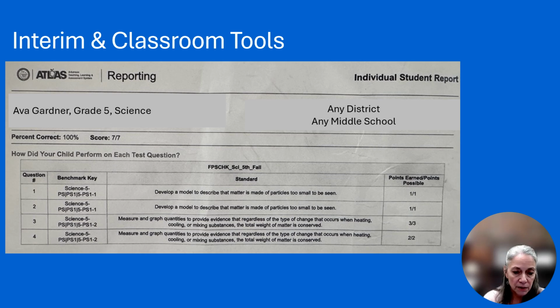But here the student took these 4 questions on these 2 standards: develop a model to describe that matter is made of particles too small to be seen, and then a little bit deeper is measure and graph quantities to provide evidence that regardless of the type of change that occurs when heating, cooling, or mixing substances, the total weight of matter is conserved. So I can think of some really fun things to do with that. I love teaching science. But those are the 2 pieces that this student was tested on.